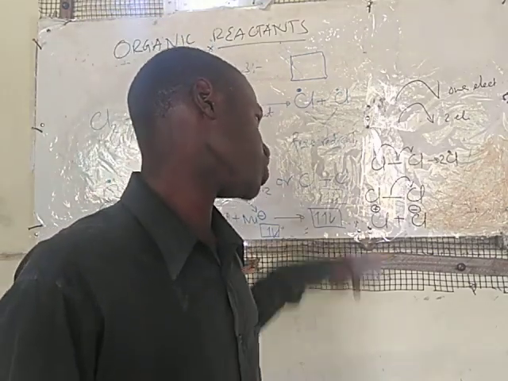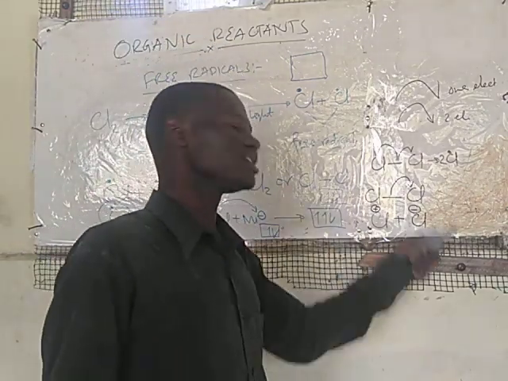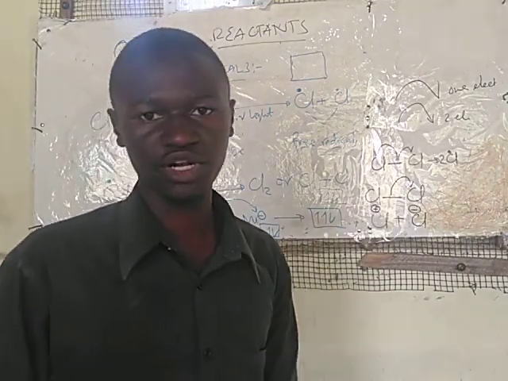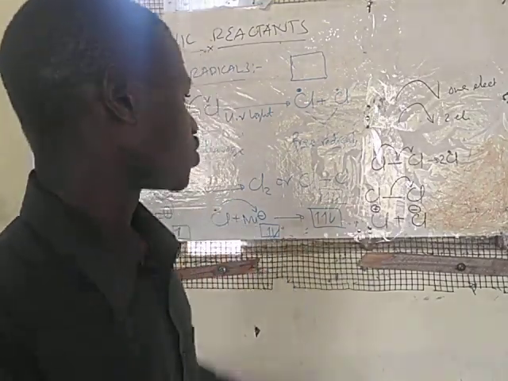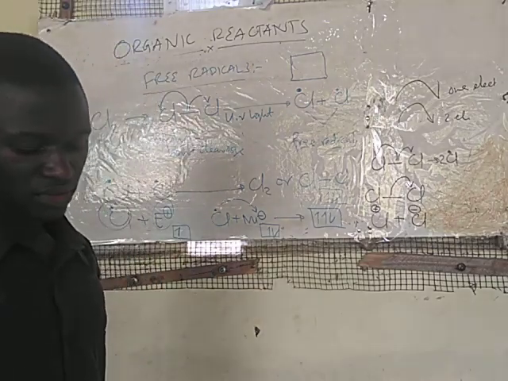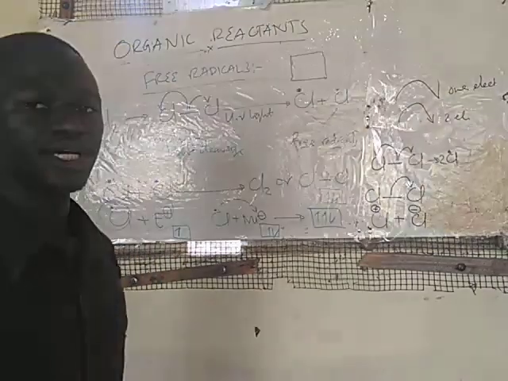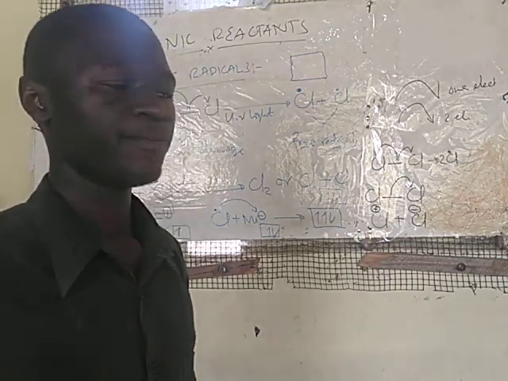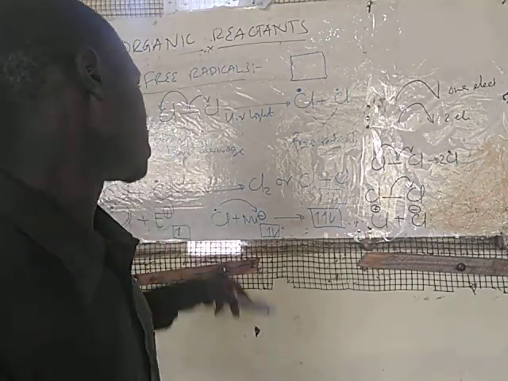For example, this one could be hydrogen, but I've written this chloride for the sake of example only. So that is a free radical. It can't react with an electrophile or nucleophile. It is formed by homolytic bond cleavage, and it has one electron.